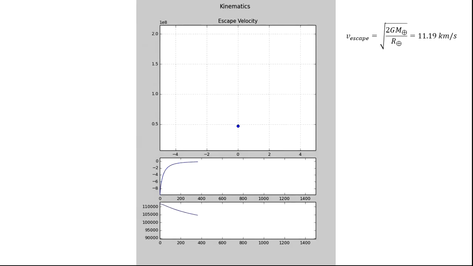Here the ball reaches escape velocity. The scale on the left is much larger. The plot in the middle is acceleration, and the one on the bottom is velocity. Notice how rapidly the acceleration drops off. As the ball gets farther and farther from Earth, the acceleration goes quickly to 0.